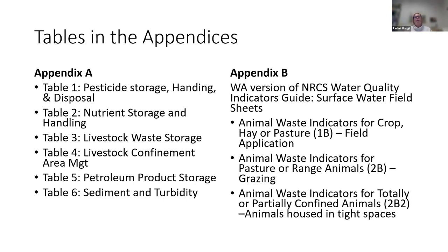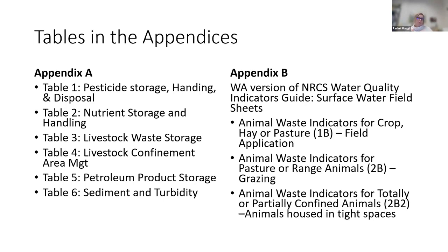Then Appendix B has a subset of a national tool that Washington has tweaked, and it's the NRCS Water Quality Indicators Guide. I think I missed a word. I think it's Surface Water Indicators Guide. And that one specifically is looking at, again, animal waste indicators when you field apply nutrients, and also when it comes directly out of the back end of the animal while they're out on the pasture or range. And then looking at animals housed in tight spaces, which is a confinement system, either total or partial confinement.